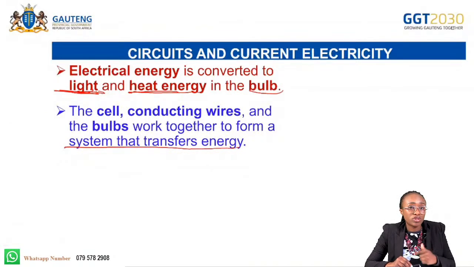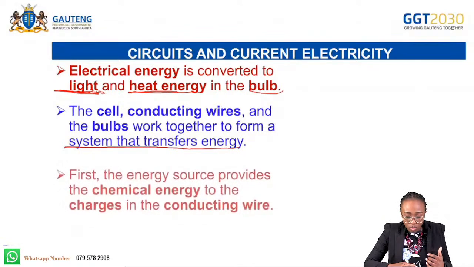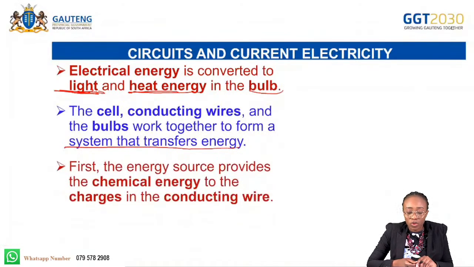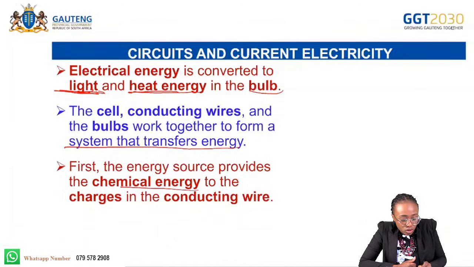We've just talked about the different types of energy that we see within the circuit. We've got your cell that contains chemical potential energy. We've got your conducting wires that help to transfer electrical energy. And we've got your bulbs. So how does it work? First, the energy source. Who is the energy source? The energy source is the cell.